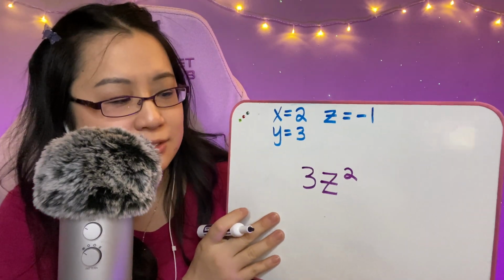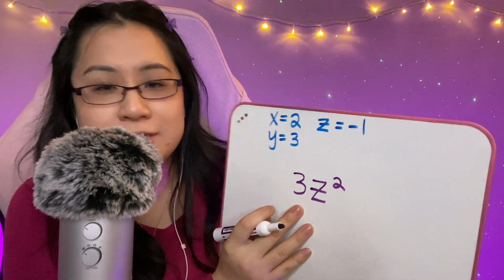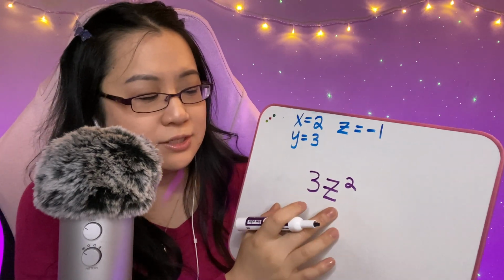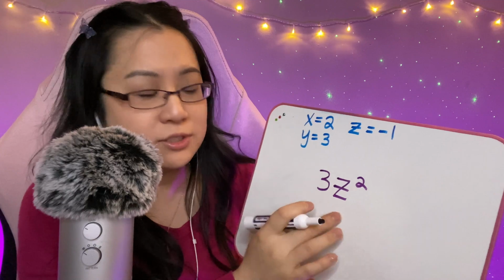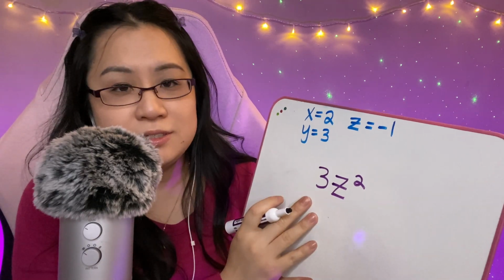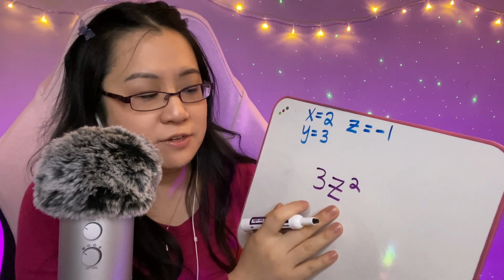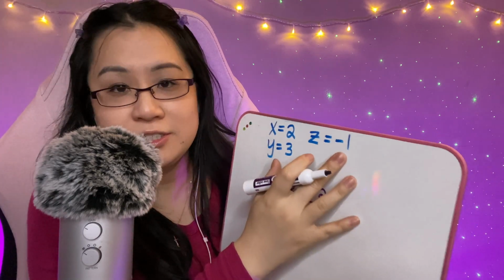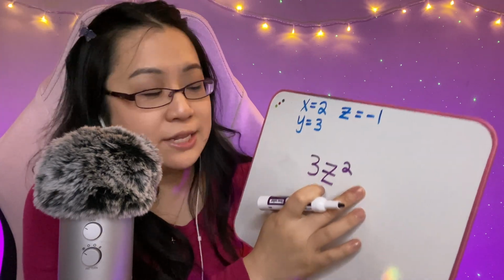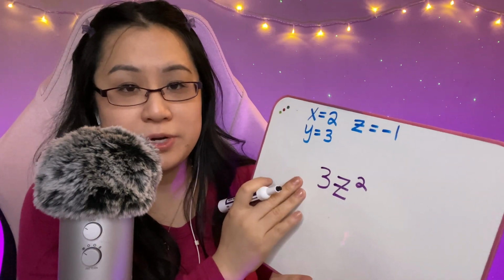Let's look at this. It's very interesting. So if I were to read this out loud, I see 3z squared. 3z squared. So this means I take whatever z value I'm given. In this case, it's -1. And I'm going to square that. And then I'm going to multiply by 3.